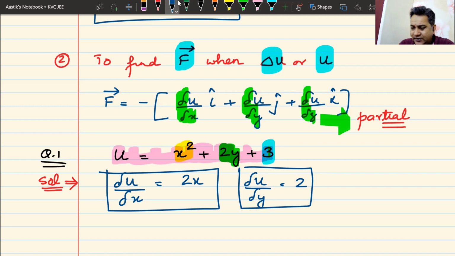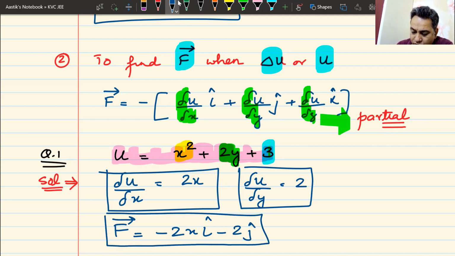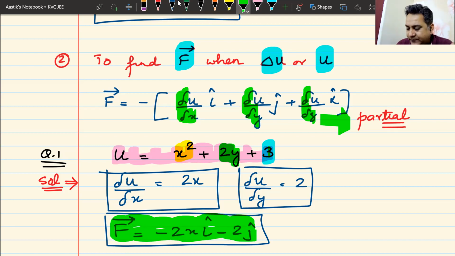Now I just put these into the formula. So my force vector, F vector, becomes minus 2x i minus 2j. We have calculated the force when the energy function was given to us. If you have got this answer, congratulate yourself. Well done, beta. This is the value of force calculated from the energy function.